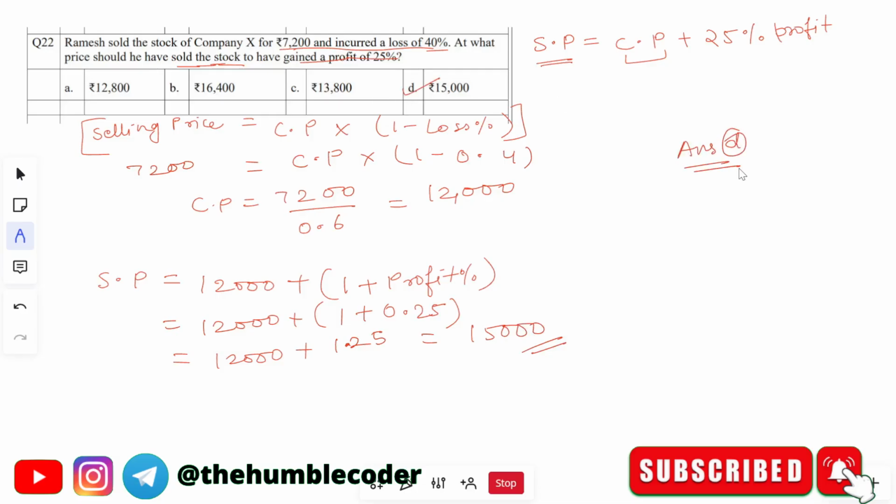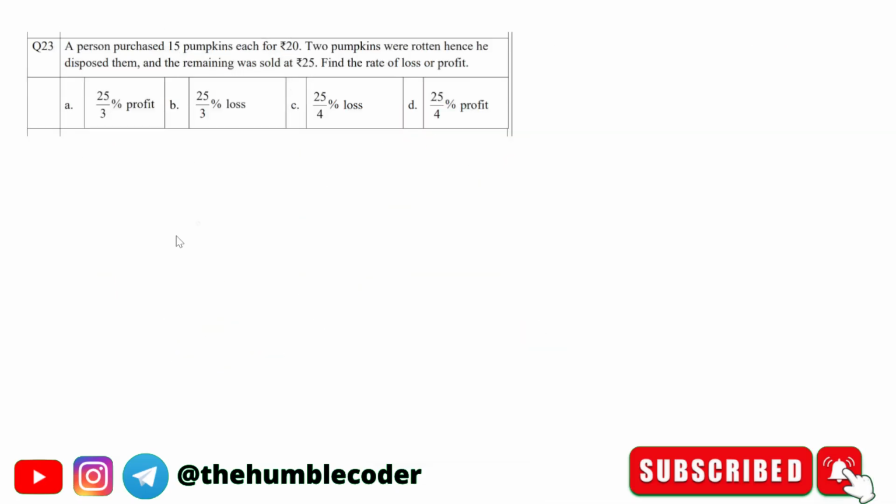Okay, moving on to the next question now. Let's look at this question. In this question, we are told a person purchased 15 pumpkins, each of 20 rupees. 2 pumpkins were rotten, hence he disposed of them, and the remaining were sold at 25 rupees. Find the rate of loss or profit.